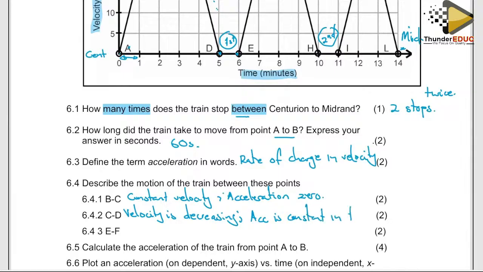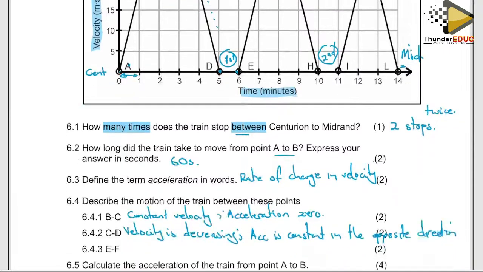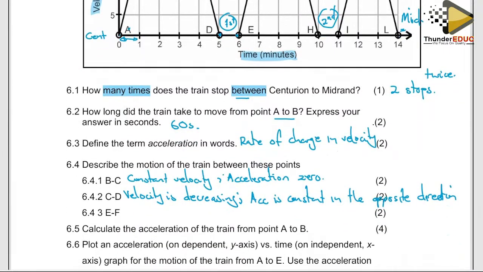Constant, but in the opposite direction. So we're heading in the opposite direction. Then between E and F, there is also an increase in velocity. So between E and F, there is a velocity increase.